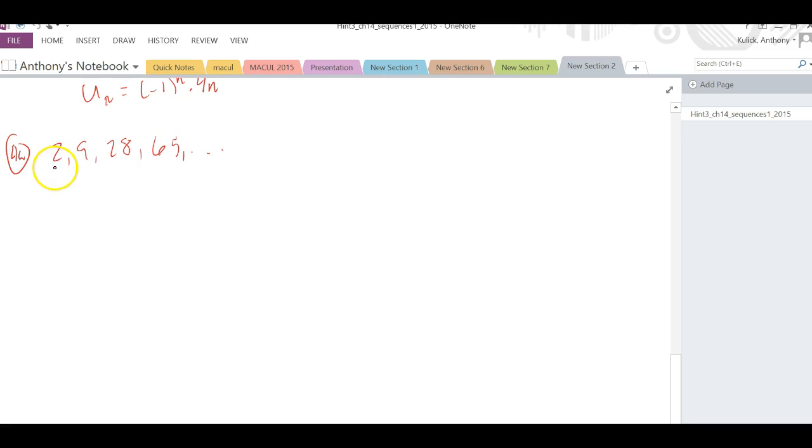Clearly it's not geometric. To get from 2 to 9 times r, r is 9 over 2, and 9 over 2 times 9 is definitely not 28, so it's not geometric. If I check then to see if it's arithmetic or polynomial, I look for a first common difference, and already I see that there isn't a first common difference.